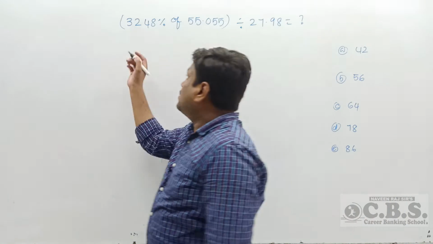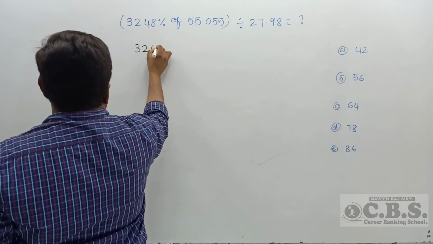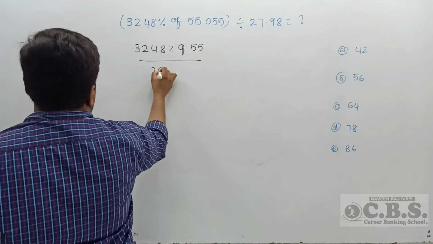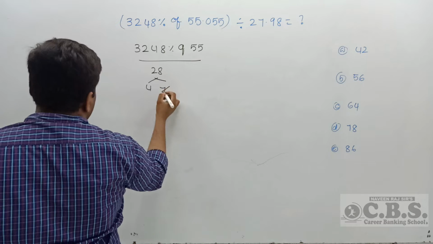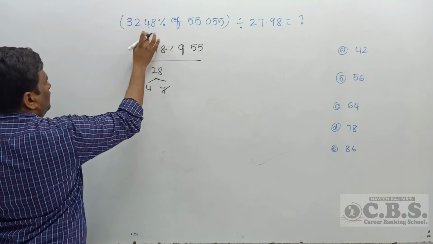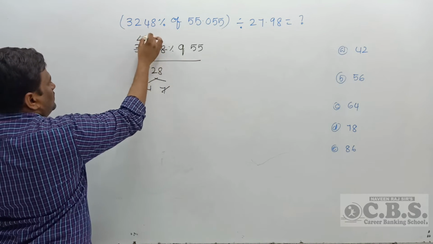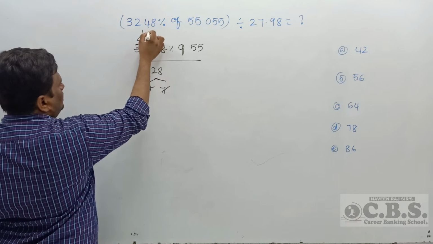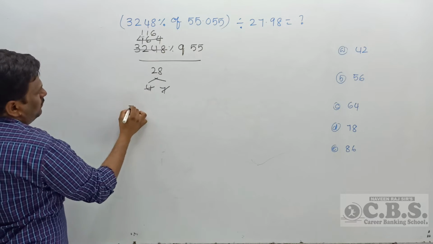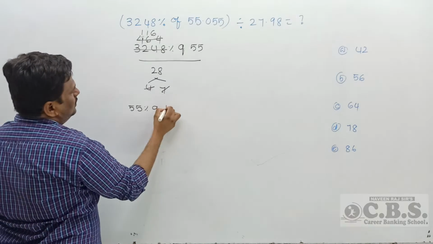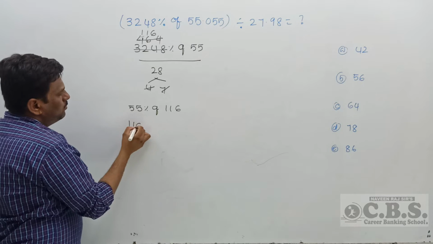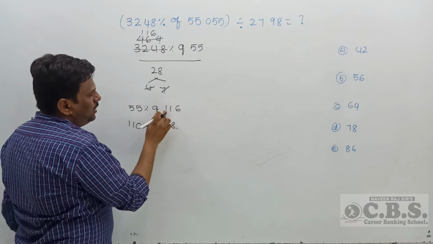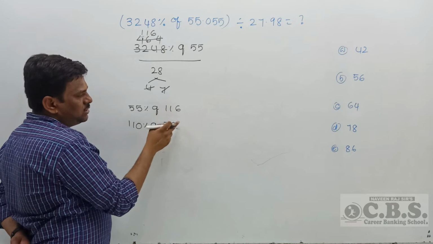Next question. You could take it as 3248 percentage of what is this 55, divided by 28. 28 co-primes are 4 and 7, highest prime 7. I divided with 7. 7 4s are 28, 7 6s are 42, 7 4 times. Next 4 1s are 4, 16s are. So 55 percentage of 116. If I do double, take off of this one, 58 it is.